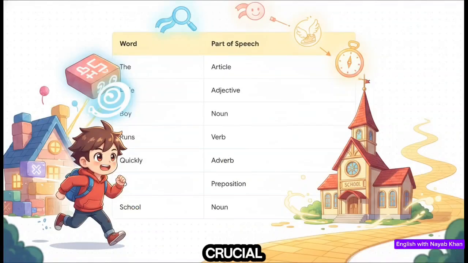So, the crucial point is how they all work together. Let's map it out. The acts as an article, which is a specific type of modifier. Little is our adjective, describing the boy, which is our noun. Runs is our verb, the active energy. Quickly is the adverb, telling us exactly how he runs. To is the preposition, showing direction. And finally, school is our second noun, a place. And just like that, you can see exactly how the whole house is fully assembled from individual bricks.